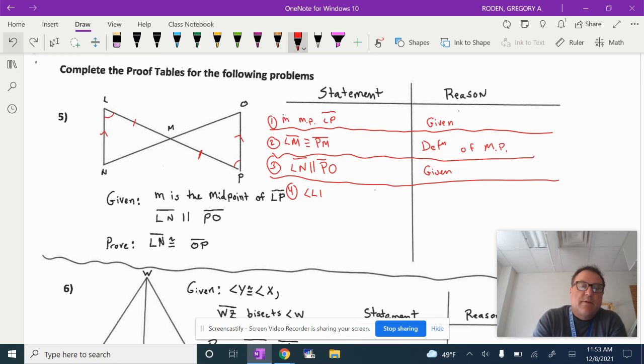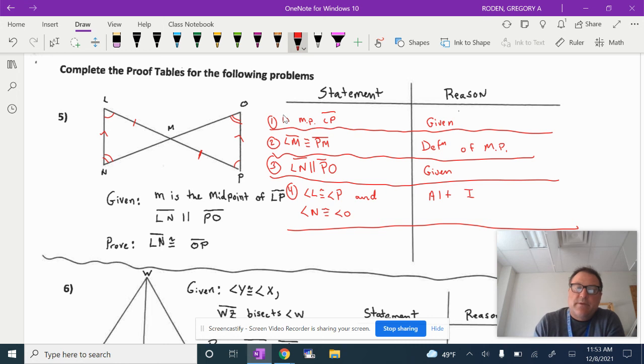Let's undo that. Angle L is congruent to angle P, and, or, angle N is congruent to angle O. The reason I can say those two things, guys, is alternate interior angles. If lines are parallel, alternate interior angles are congruent. So it's just the alternate interior angles theorem.